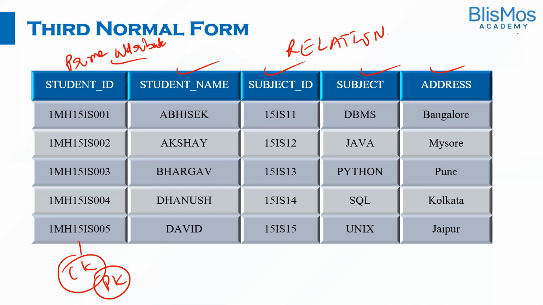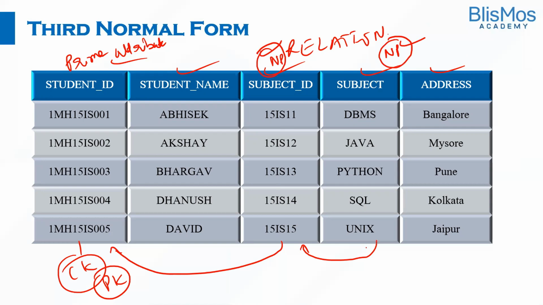So if you observe clearly here, in this case, subject ID is dependent on student ID. Here subject ID is a non-prime attribute. It is dependent on the student ID, and subject is dependent on subject ID. This is one non-prime attribute. This is another non-prime attribute. So this non-prime attribute is determining the one more non-prime attribute. Subject is dependent on subject ID to be determined, and obviously subject ID is determined by student ID.